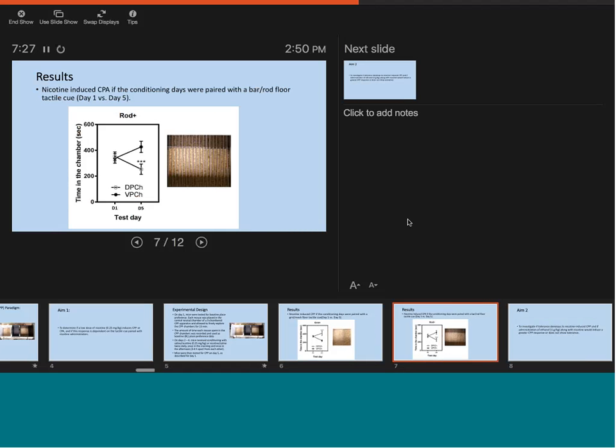The second one was, of course, completely the opposite. What we've seen is that with this different tactile cue, which is just bar shapes, they showed an aversion, even in the presence of the same low dose of nicotine. So there's a difference in the context with the same dose.